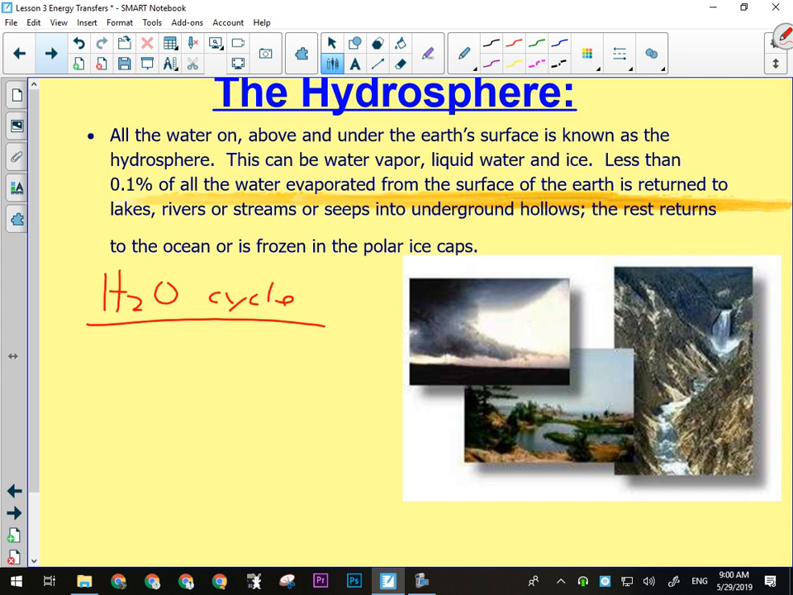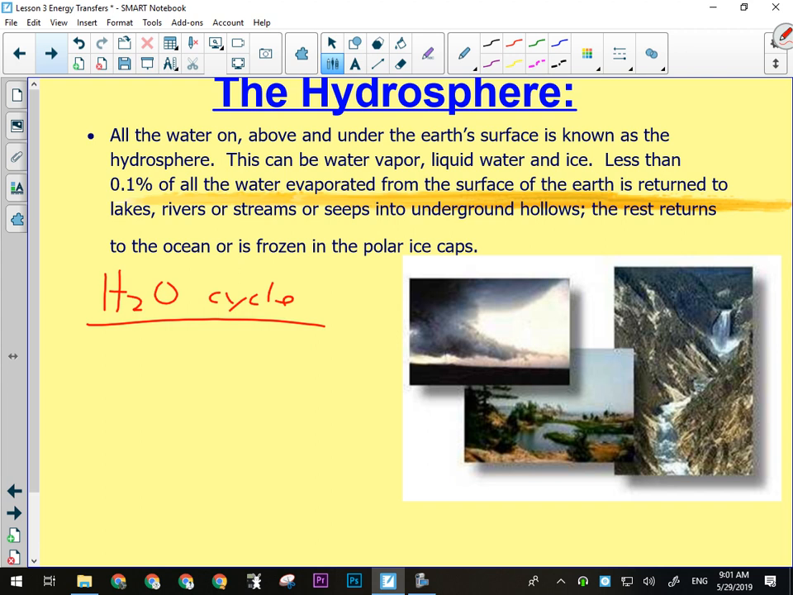We have to have water changing state, and changing state requires energy. It requires energy to vaporize water. Energy is given off when water condenses. Energy is required to melt ice. Energy is given off when water freezes into ice. So we've got those processes going on, and they're pretty important. All the water on, above, and under the Earth's surface is known as the hydrosphere. That can be water vapor, liquid water, or ice.